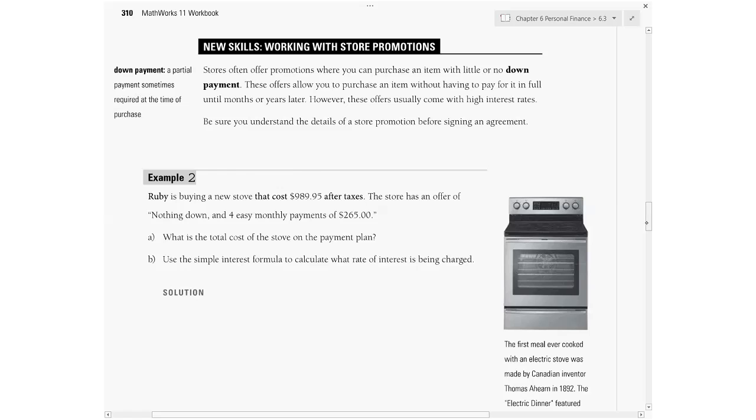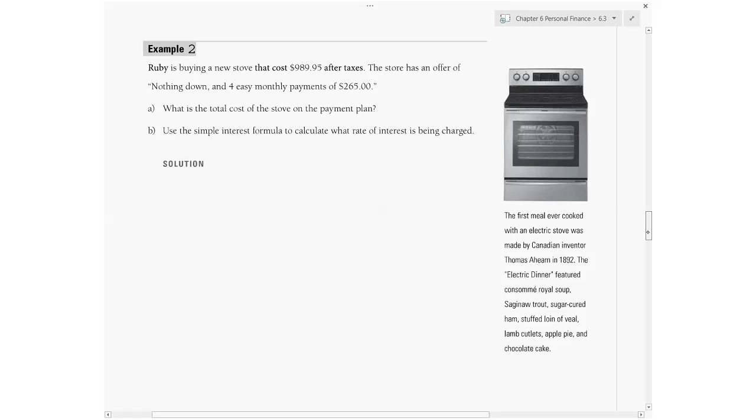So let's look at example 2. We have Ruby. She's buying a new stove that costs $989.95 after taxes. So this is the regular cost. However, the store offers nothing down and 4 easy monthly payments of $265. So they make 4 payments of that instead of going in there and paying the almost $1,000 right away.